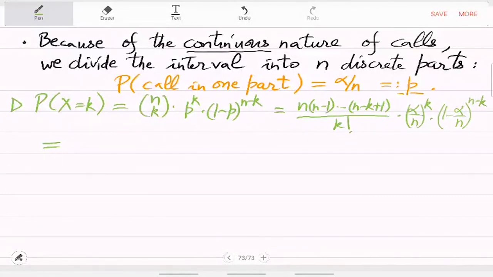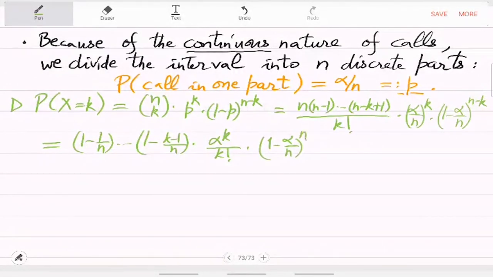Let us rearrange. So you will get 1 minus 1 by n dot dot 1 minus k minus 1 by n, and alpha to the k by k factorial, and these two things. So now obviously there is no good number n, right? n can be taken to be anything. You can take it to be 1 second, but then if the population is large, it is possible that actually in half a second there is a call. So you can take it to be half a second, or you can take it to be 1 millisecond. So essentially n is tending to infinity.